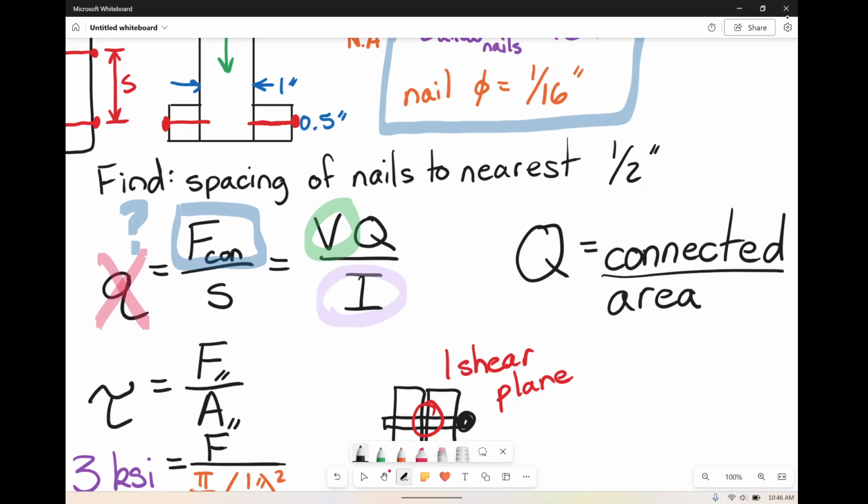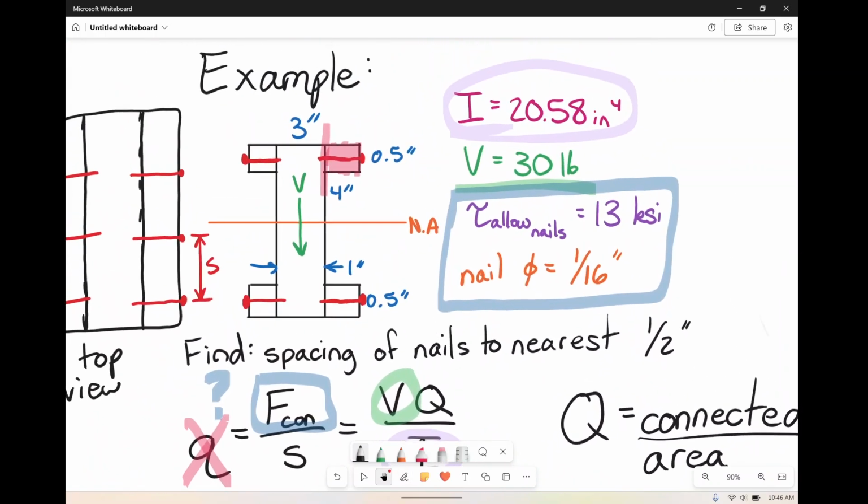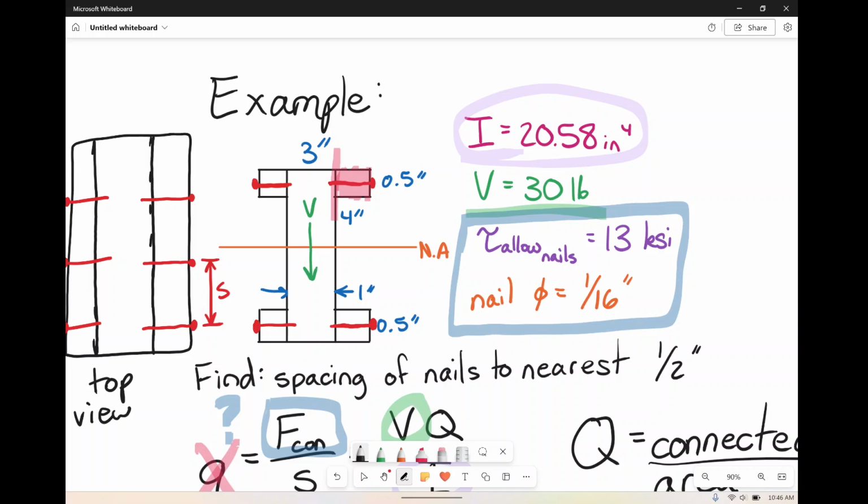The connected area. And you can do this in one of two ways. You can say, I've got one nail in this one area, or you could say, I've got two nails and two areas. You're going to get the same answer either way, because you either have two forces in two areas, or one force in one area, and they magically cancel each other out. So however you want to do it is up to you. On this one, I'm going to say I have one nail and one area.